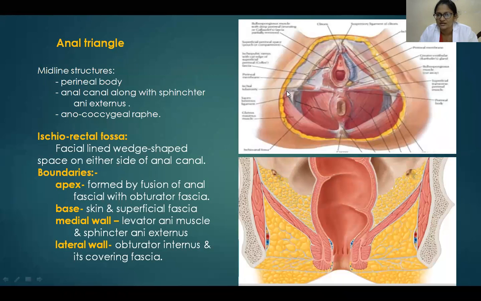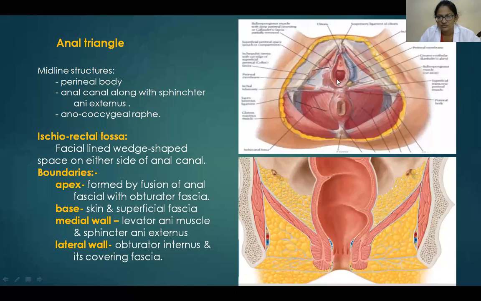Where you are going to see the anal triangle, an imaginary line will be drawn at the anterior ends of the ischial tuberosity. This is the site of the ischial tuberosity. This is the imaginary line. This triangle is called the anal triangle. In front of this imaginary line is called the urogenital triangle. Here you are going to see the urinary openings, and here the anal opening. By these openings they have decided the names urogenital triangle and anal triangle.